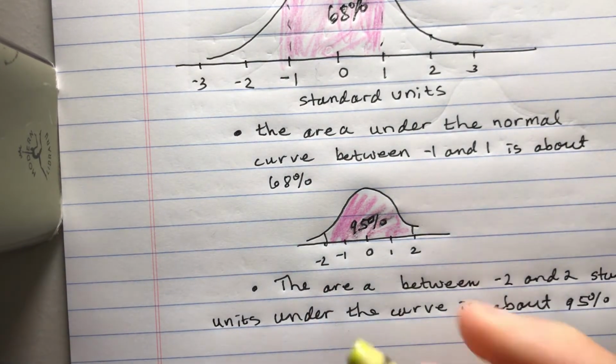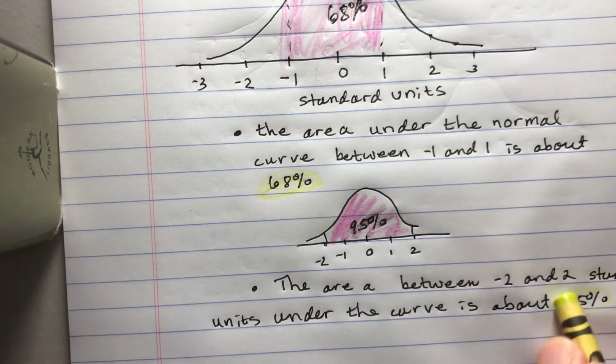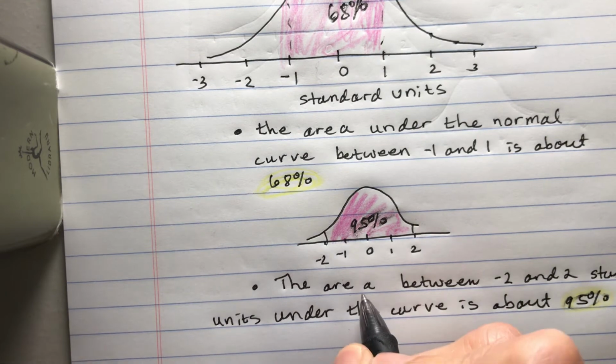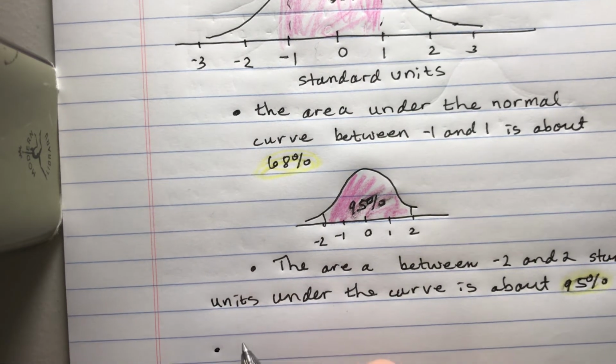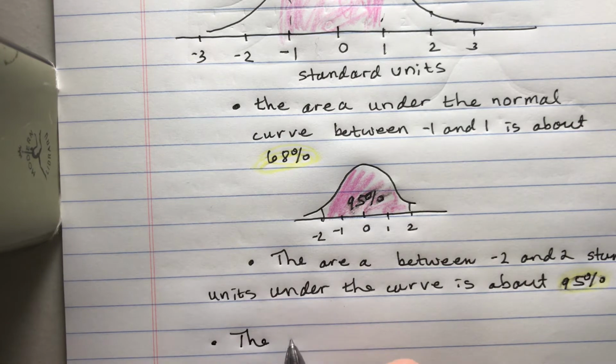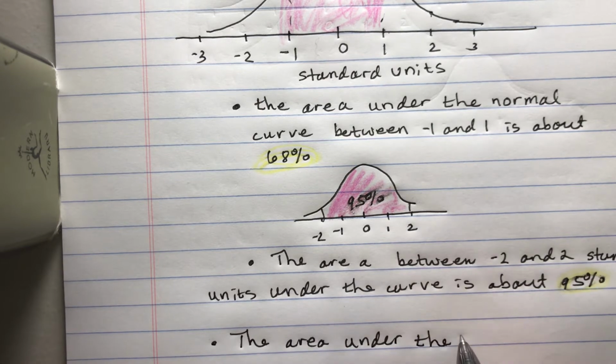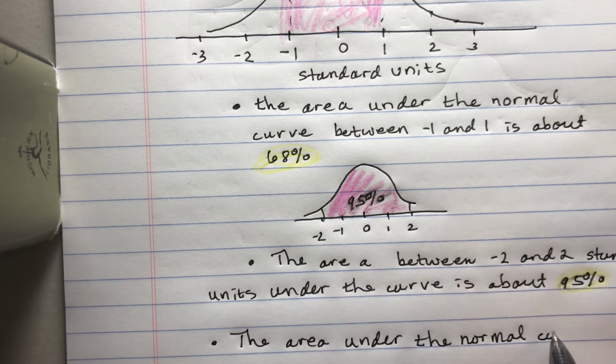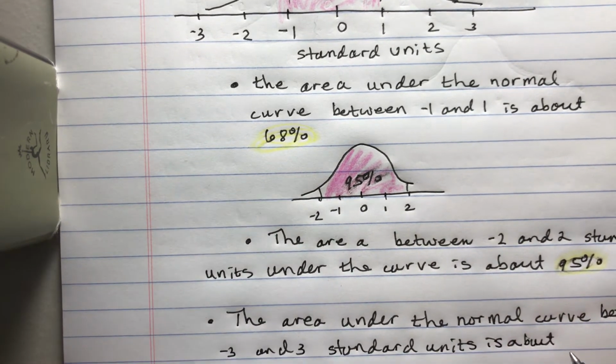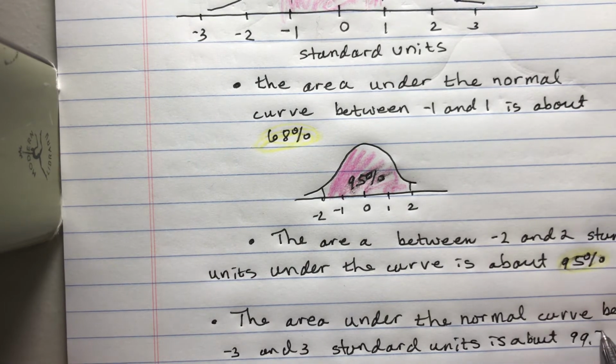And it would be really good if we could memorize those numbers. So 68%, then 95%. The area under the normal curve between -3 and 3 standard units is about 99.7%.